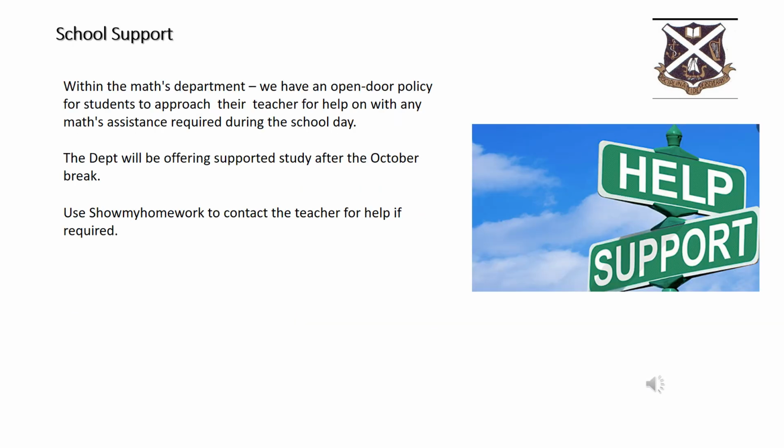School support is a key area and it's critical that we offer full support when the students are struggling with any aspects of the course. That could be through being absent or not understanding a topic in class, and that's why we've got supported study that's going to happen after October break. That's why we've got an open door policy for all the members of staff, where you don't have to go and see your own teacher. You can go and see any teacher and they will help you, and you can always contact staff on email if required.